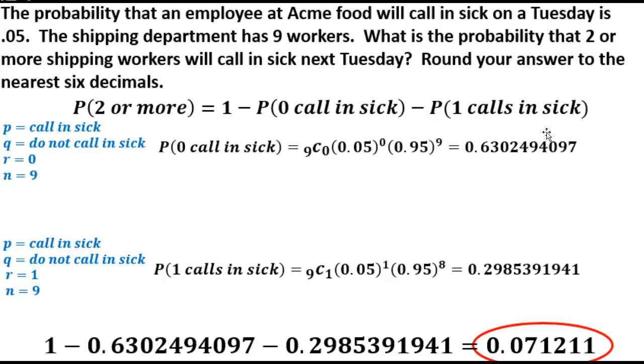Okay, check your answer here. This one did not end up being too bad as long as you could calculate the probability that 0 were sick and that 1 was sick. The probability that 2 or more people will miss next Tuesday is very small. You're talking about 7% basically of the time you'll have at least 2 people miss. So it's very small. Companies use this to help them calculate their staffing needs.